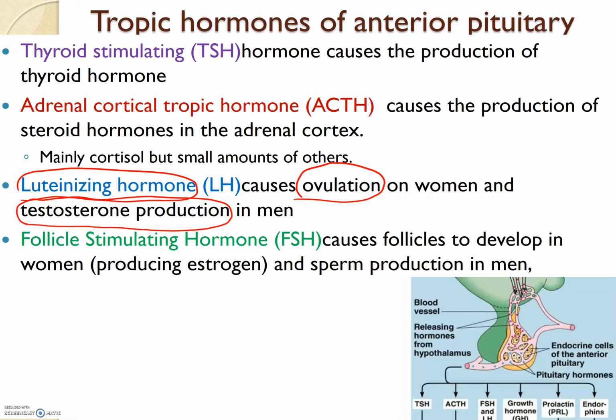And lastly, follicle stimulating hormone was first observed to cause ovarian follicles to develop. It's a tropic hormone because those follicles produce the hormone estrogen. Now, in men, it causes sperm production. Now, luteinizing hormone is a tropic hormone in men because it makes testosterone, and the testosterone will also help produce the sperm. But focus on luteinizing hormone: ovulation in women, testosterone in men. Follicle stimulating hormone stimulates the follicles in women, which produce estrogen, and sperm production in men.